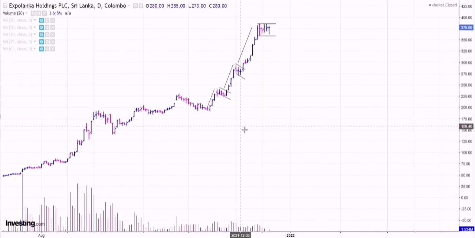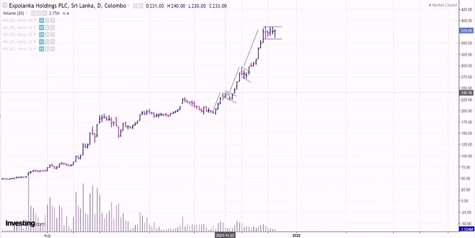So what we do is we take the highest point over here, which is roughly around 240, and you minus that from the lowest point of the flag, which is 192.5. So that's roughly around 47.5 points. So what you do is then you add that into the breakout level.